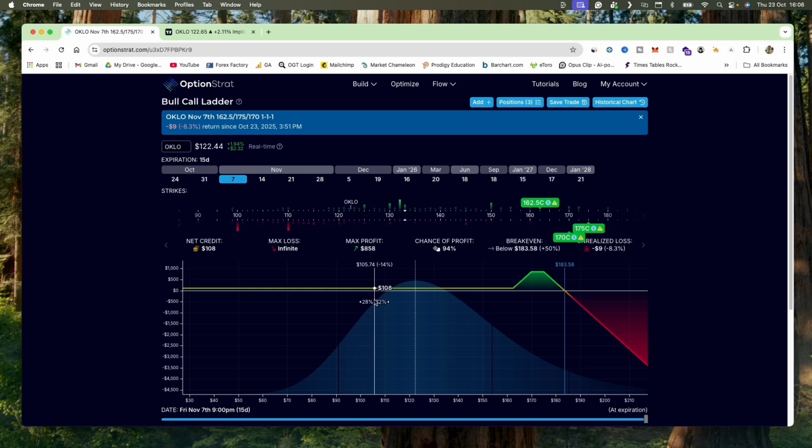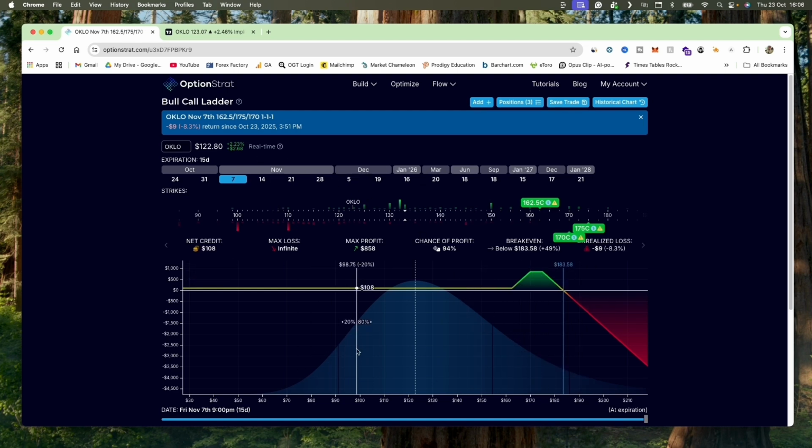Again, if that sounds complicated, don't worry about it. This video is to show you the overview, and all the details are inside the material down below. And this is why I can get such a high probability of profit, because I'm way, way above the current price in this example.